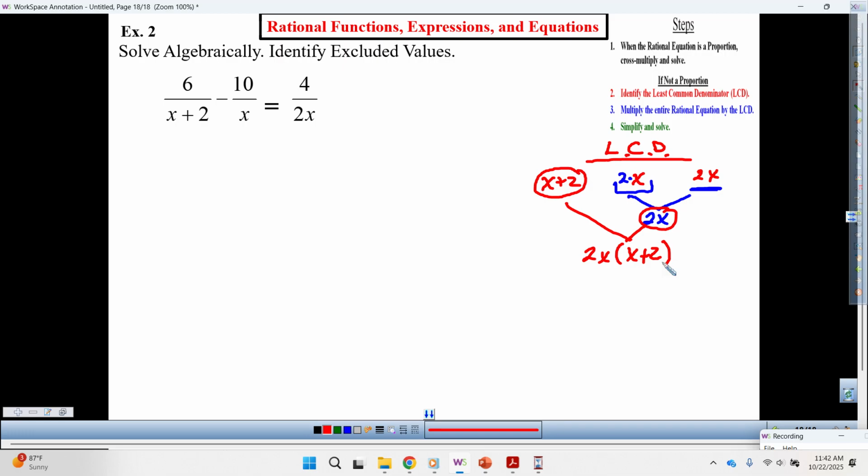Are we there so far? Okay. So now that we found our LCD, we're going to multiply the entire equation times that. So let's put a big parenthesis, and we're going to multiply times 2x parentheses x plus 2. However, I'm only going to multiply all the numerators. Look up, please, and let me show you why. Because if I put this over 1, the 1 multiplies those denominators. Is that correct? That's why I'm only multiplying this times the numerators.